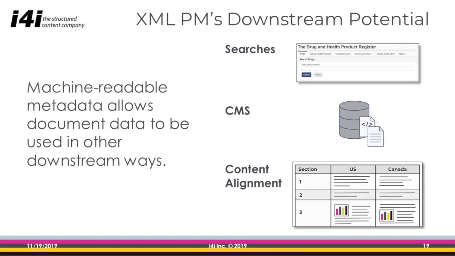Finally, having product information stored in metadata could down the road help to align content across jurisdictions, such as the US and Canada. Being able to compare the information between the section of an XML PM and a similar section in an SPL would allow people to easily ensure that the content between the documents is consistent.